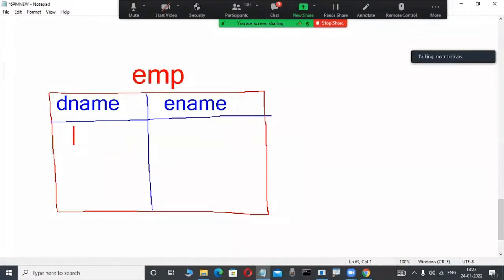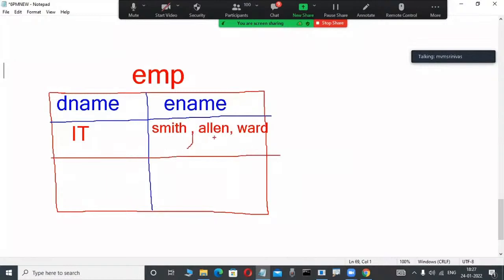Here IT is a department. That is a data. IT is a department. In this department, 3 employees are working. Slowly observe here. Very interesting. Smith is an employee. For example, in an employee, just I am giving Smith is an employee. ABC employee, comma. Alan is an employee, comma. Ward is an employee, for example. I am representing 3 employees are working in this IT department. That's why I am representing that data in the format of like this only. IT is a department. In that department, Smith, Ellen, Ward are working.